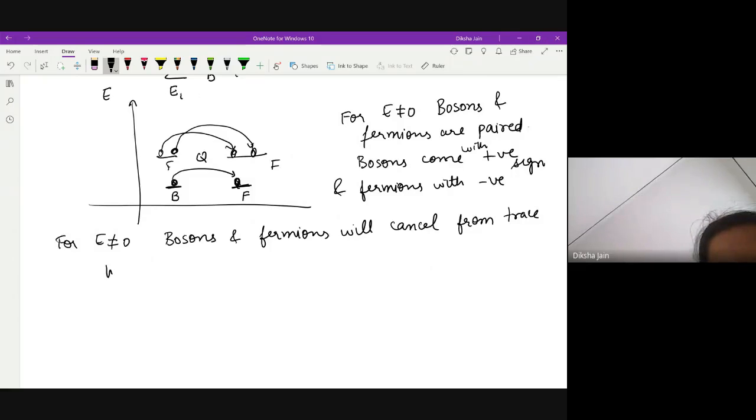So the Witten index now will just be the number of bosons at energy 0 minus the number of fermions at energy 0. If I put E as 0, this exponential term is 1, so I'm removing it. Is this clear?